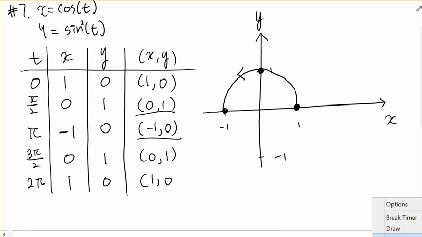But the next one is 0 comma 1, which is this point. And it's 1 comma 0 next. So we can see this graph is going this way again. So this parametric equation's graph has both ways, which is going this way and this way.